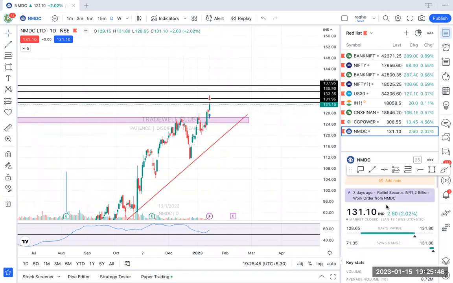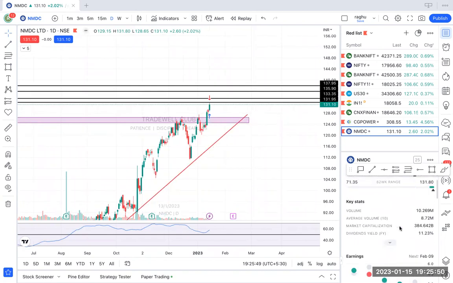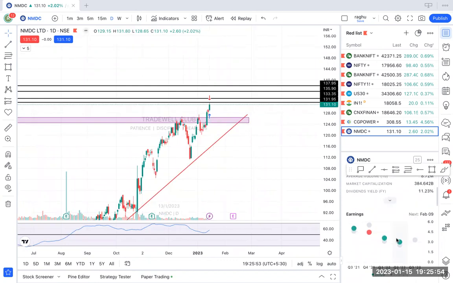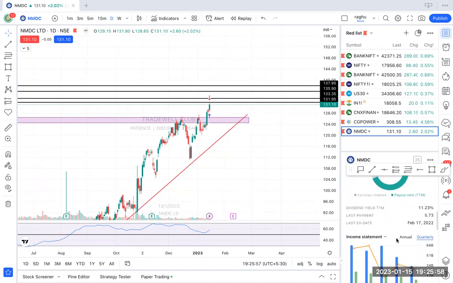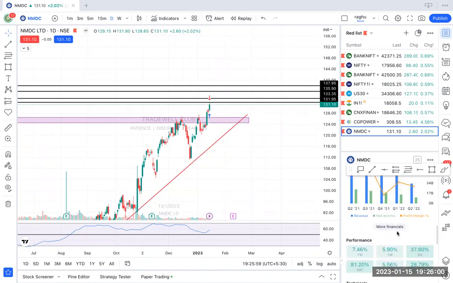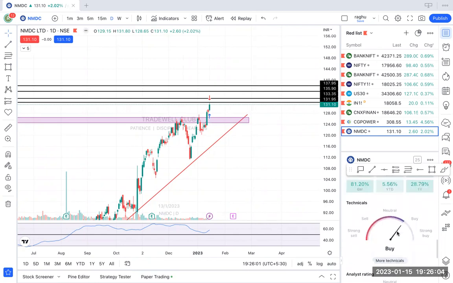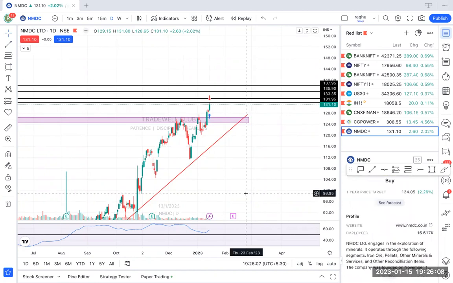If you are seeing the last 3 days, retail sectors are high, and for NMDC, what I'm seeing here is that earnings are good. They might give a dividend. Dividend yield is 11.2%, and performance is very good. Now technicals are saying buy, strong buy. It is an amazing stock. NMDC will give good returns.